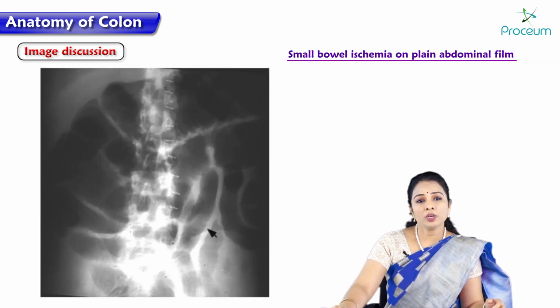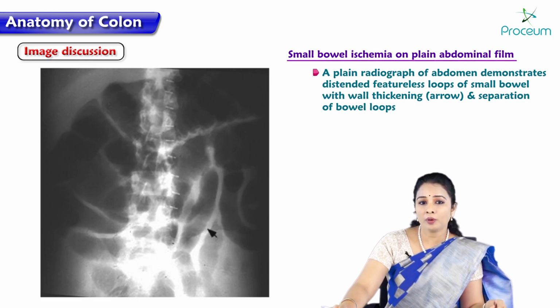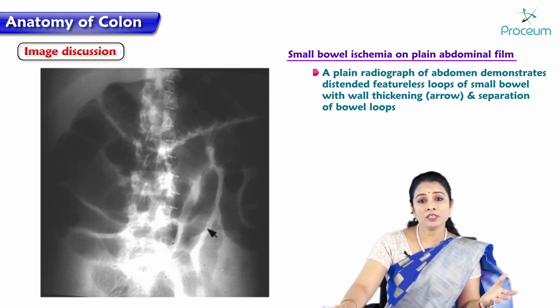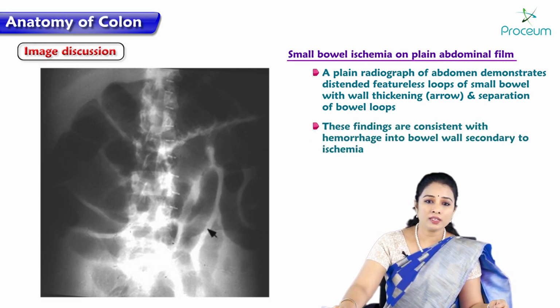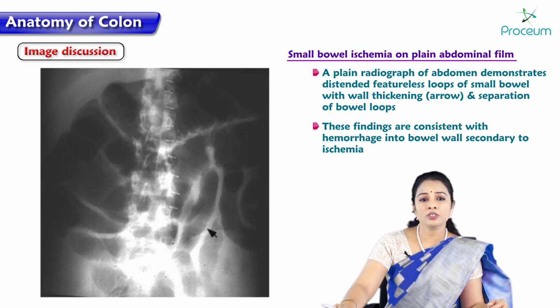Small bowel ischemia on plain abdominal film. So here is an image demonstrating small bowel ischemia on a plain abdominal film. The plain radiograph of the abdomen demonstrates distended and featureless loops of small bowel with wall thickening, which is shown with the black arrow here, and separation of the bowel loops, and these findings are consistent with hemorrhage into the bowel wall secondary to ischemia.